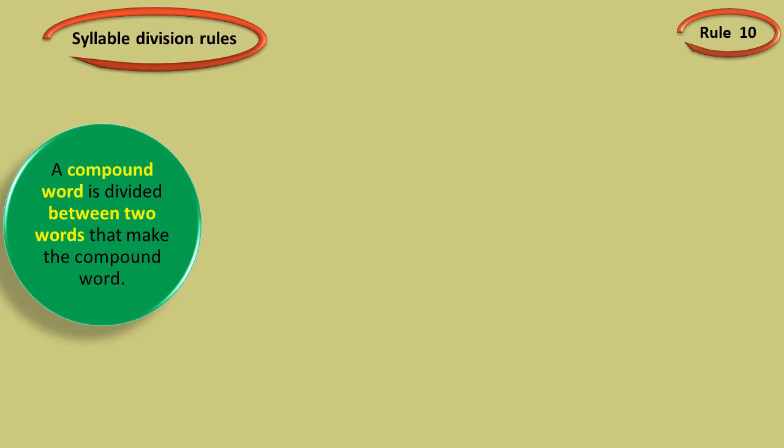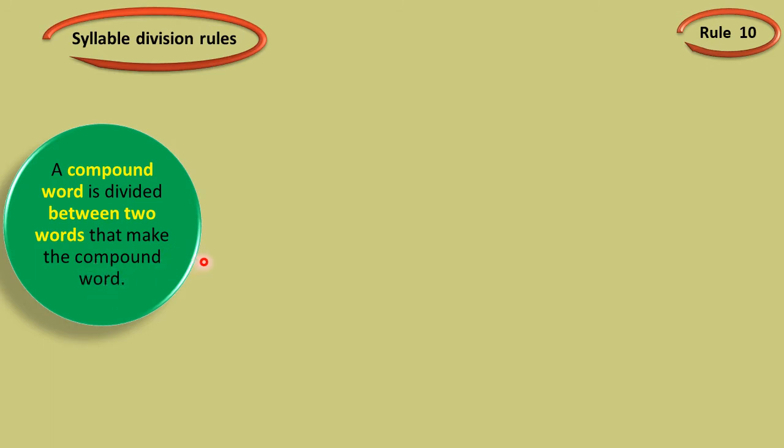Rule 10. A compound word is divided between the two words that make the compound word. Do you understand what the rule is? Before going to understand this rule, you have to know what a compound word is. A compound word is made up of two words. So when you find any compound word, it is divided between the two words which make the compound word.